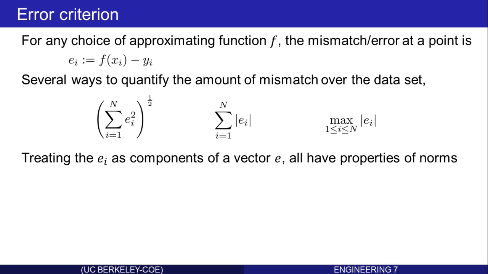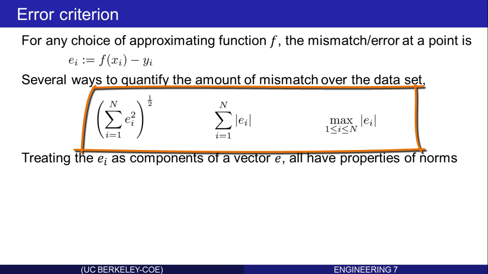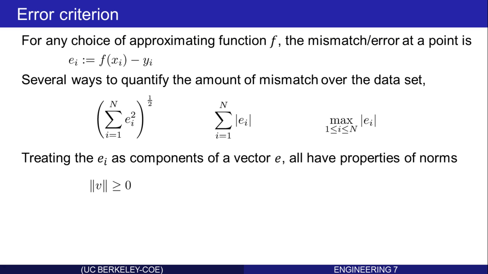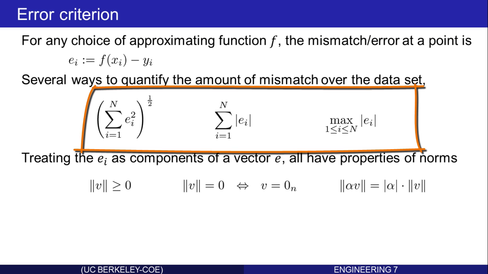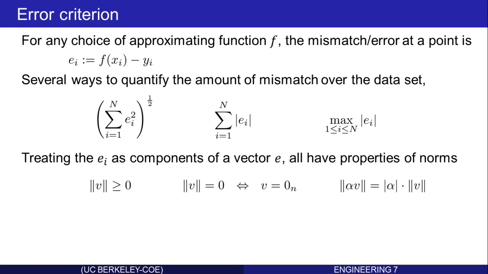Treating the Ei's as components of a vector E, all of these measures have the properties of norms. Namely, this quantified amount of mismatch is always greater than or equal to 0. It's equal to 0 if and only if the mismatch at every point is exactly 0. And it scales. If the mismatch at each point is scaled by a factor, then this measure scales by the same factor. So the largeness of these quantities points to some sort of bad mismatch, and the smallness of these quantities points to a good agreement between the data and the fitting function.